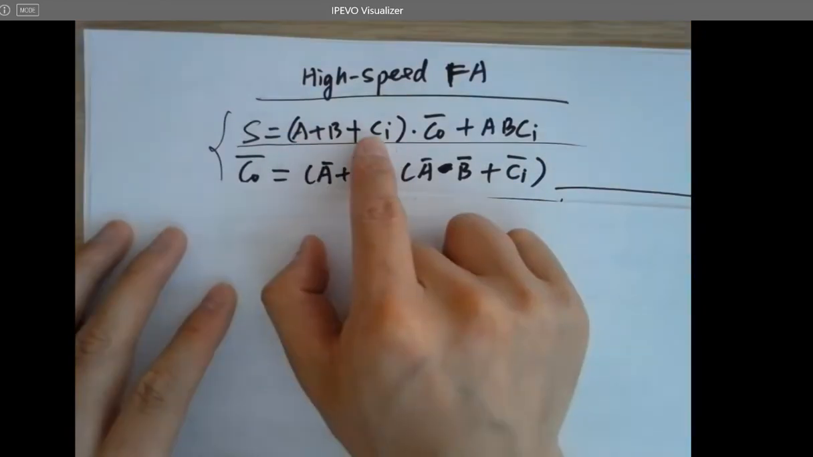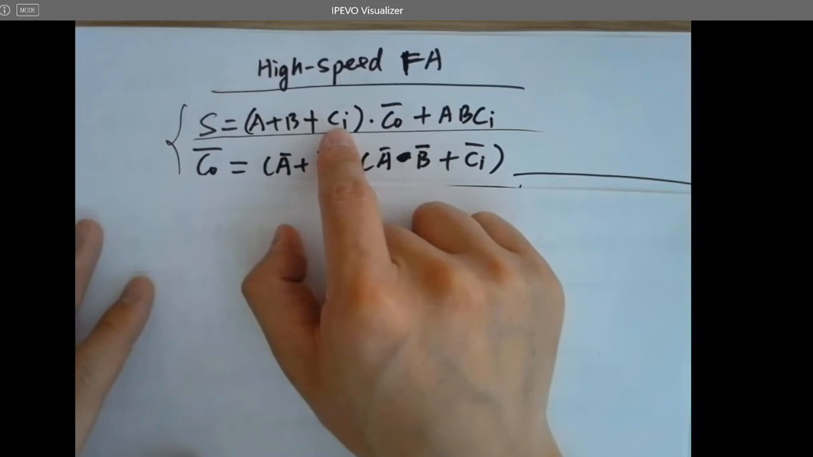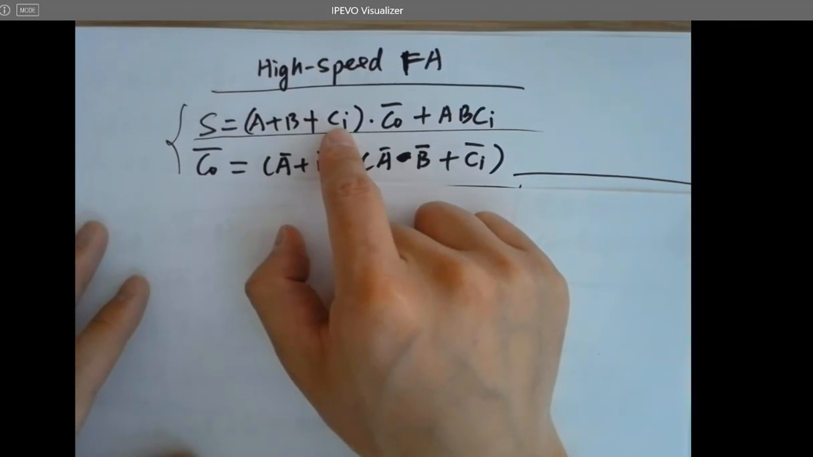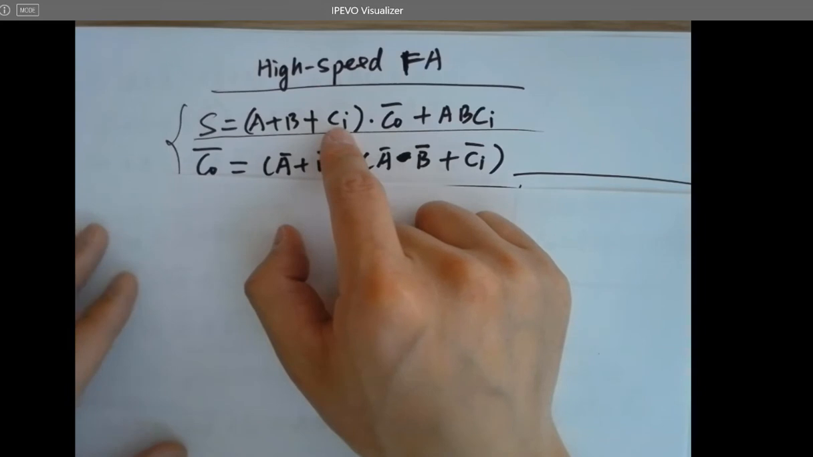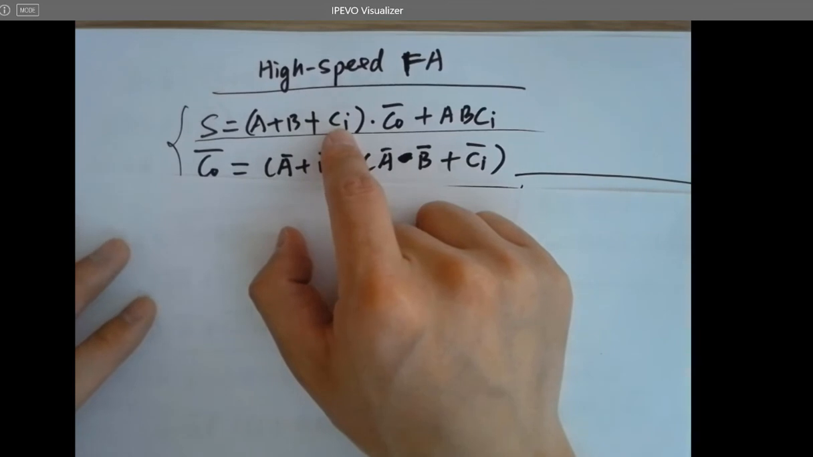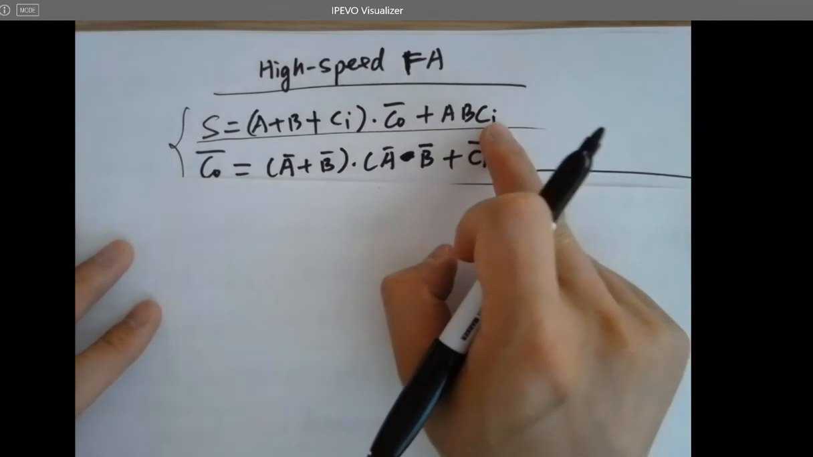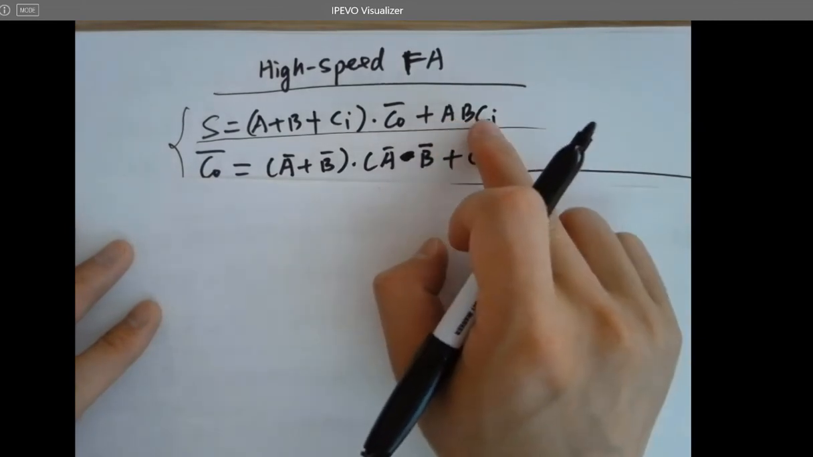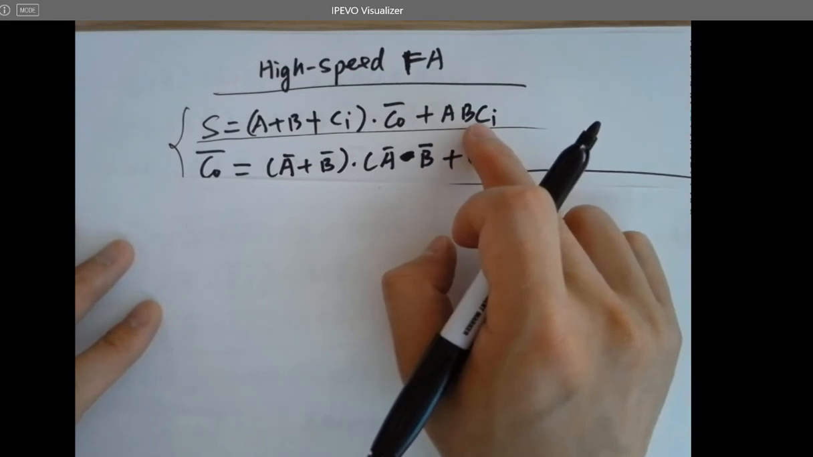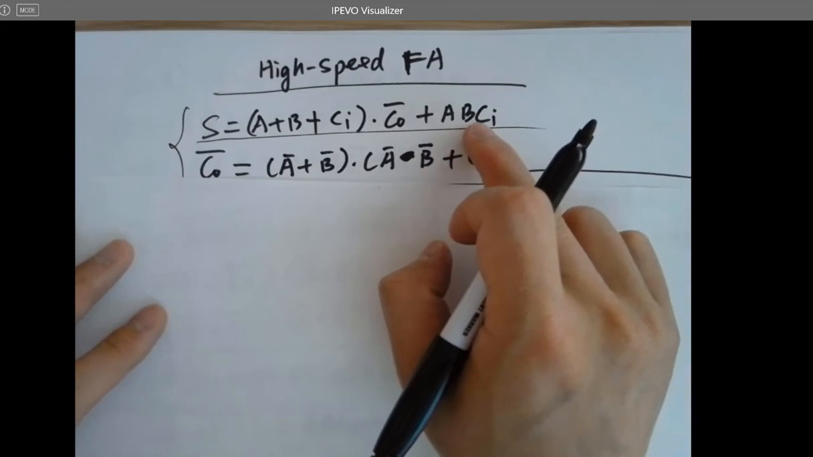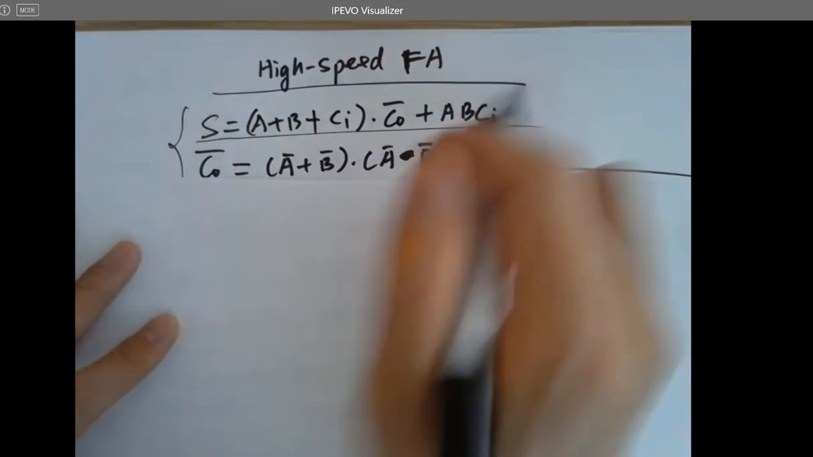So A or B or CI, that's the OR logic. So for the PMOS, the PMOS should be in series on top. A, B, CI, so they are being connected using the AND logic. So the PMOS should be in parallel on the top. Let's do this first.